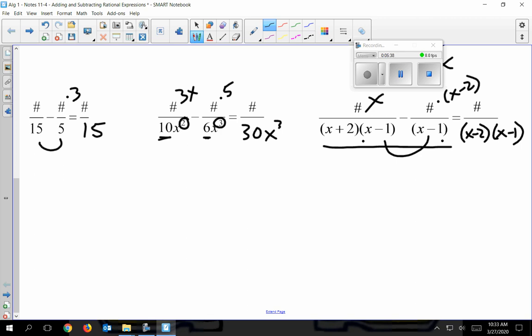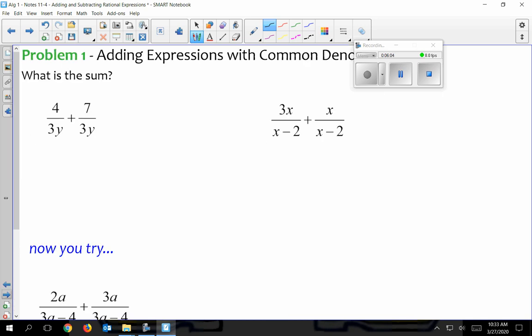So that might come into some distribution, whatever is up here. I might have to distribute it. I might even have to FOIL it. There might be something else up there I'll have to end up FOILing. But remember that the tops are what I can put together. The bottoms, as long as I get an LCD, I'm done with the bottom. And I just have to mess around with the top. Okay? All right.